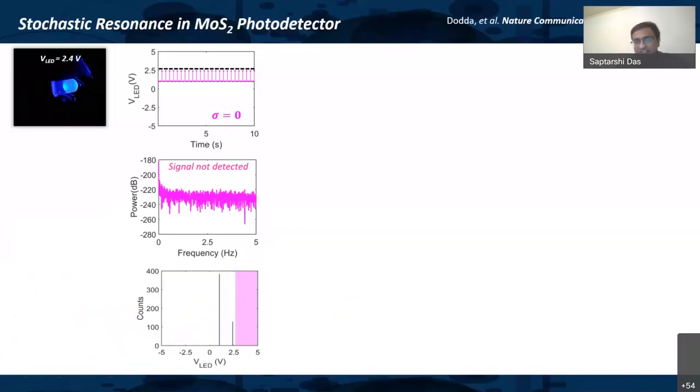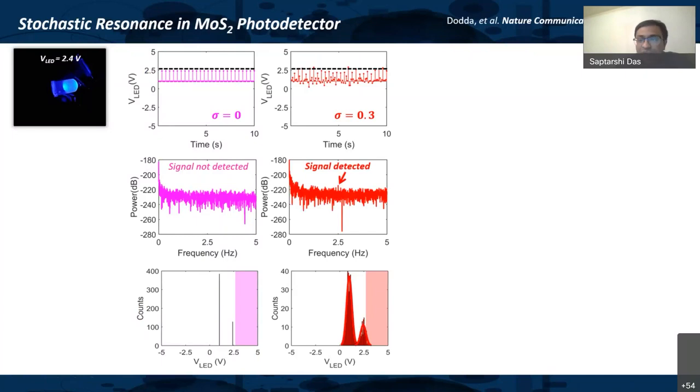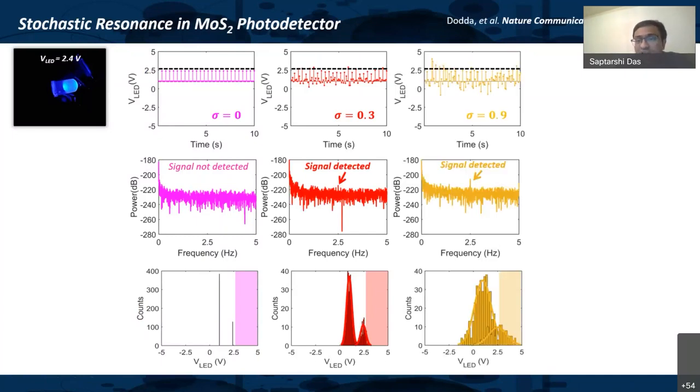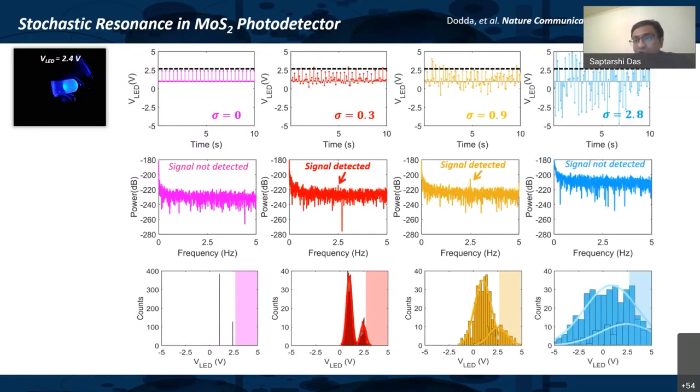And this is essentially an experimental demonstration of stochastic resonance in a solid state device. We have seen it in sensory neurobiology, but this is the first time it was demonstrated in a solid state device. So the idea is that if you add a little bit of noise, then the signal starts to cross the threshold and it starts to get detected. But if you add too much noise, then everything gets really lost in the noise.